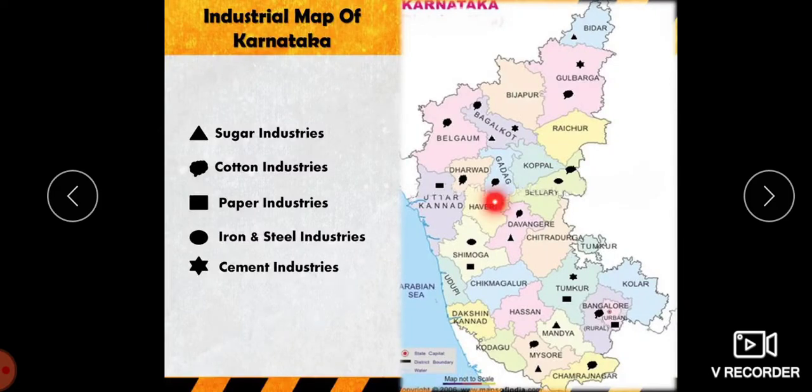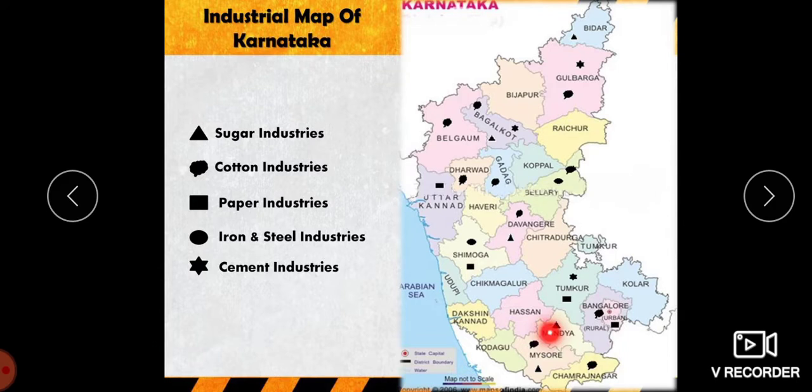See, this is the industrial map of Karnataka where we are having the sugar industries. We can see we are having it in Davangere, in Mandya and in Mysuru. Then when we move on to the cotton industries, we are having it in Belgaum, Bagalkote, and also in Gulbarga. Then we are having it in Bellary, Davangere, and also in Bengaluru urban. In all these areas, and even in Chamrajnagar and Mysuru, we are having the cotton industries.